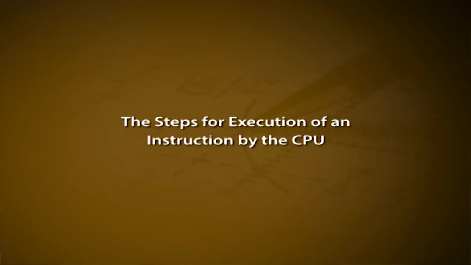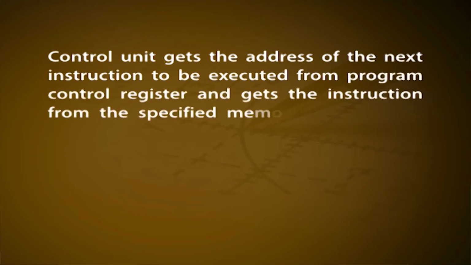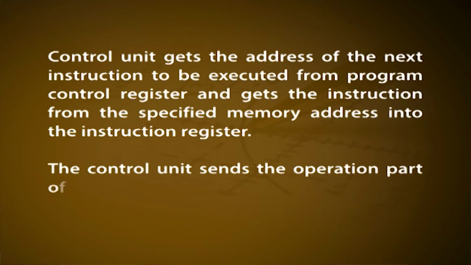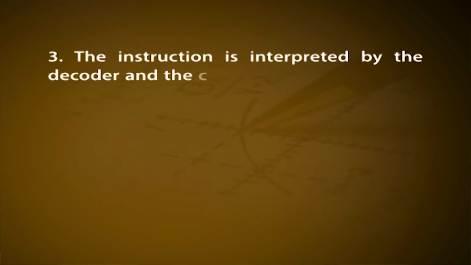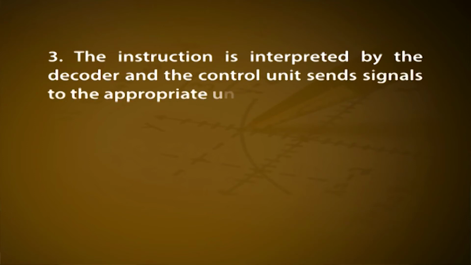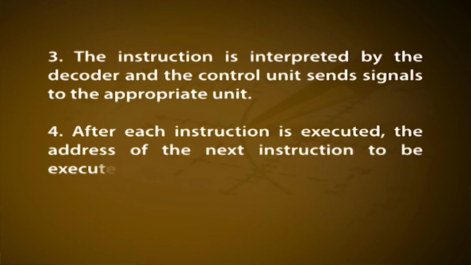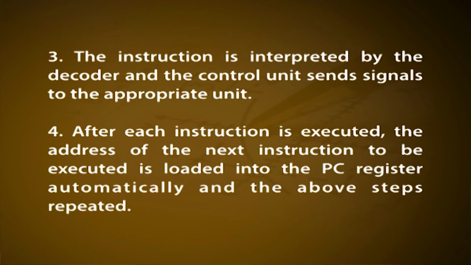The steps for execution of an instruction by the CPU. First, the control unit gets the address of the next instruction to be executed from the program counter register and gets the instruction from the specified memory address into the instruction register. Second, the control unit sends the operation part of the instruction to the decoder and the memory address part to the memory address register. Third, the instruction is interpreted by the decoder and the control unit sends signals to the appropriate unit. Fourth, after each instruction is executed, the address of the next instruction to be executed is loaded into the PC register automatically and the above steps are repeated.